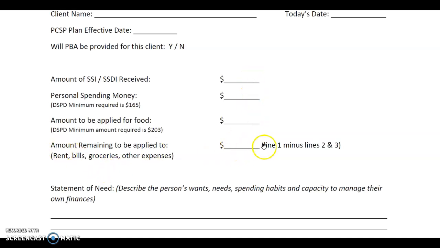And then you're just going to use those numbers that you've come up with to come up with an amount remaining. So you will do line 1 minus lines 2 and 3, and that will give you your remaining balance, which will be monies that can be applied to rent, bills, groceries, other expenses that your client may have.